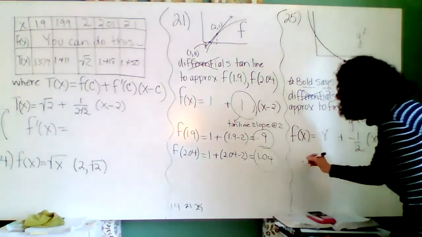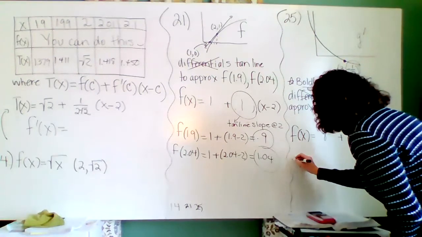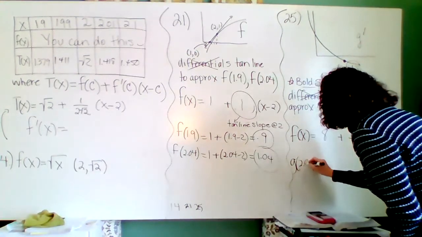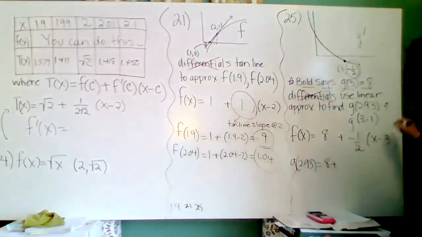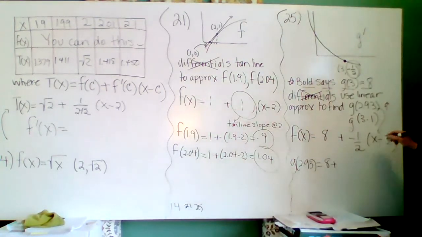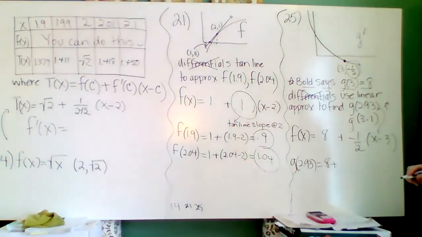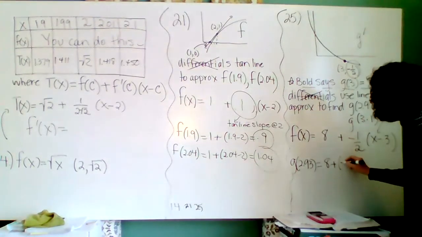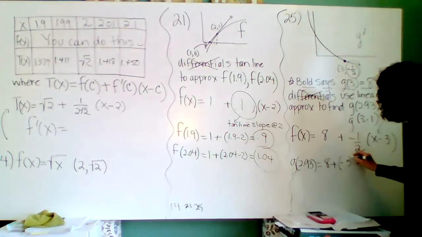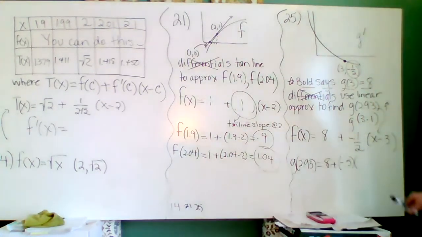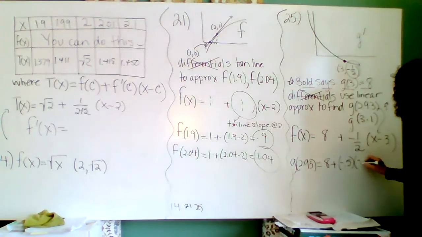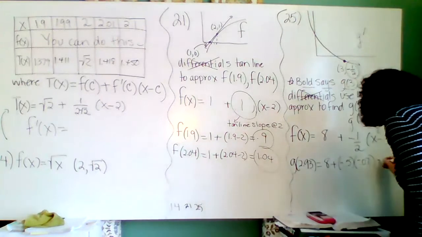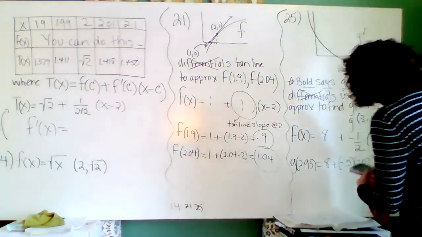G of 2.93. That's 8 plus, and I'm going to put in 2.93 right here. And so that is a negative 1/2. I'll call that negative 0.5. I'm going to switch to decimals here. 2.93 minus 3 is a negative 0.07. Right? And so we can get our final answer there.